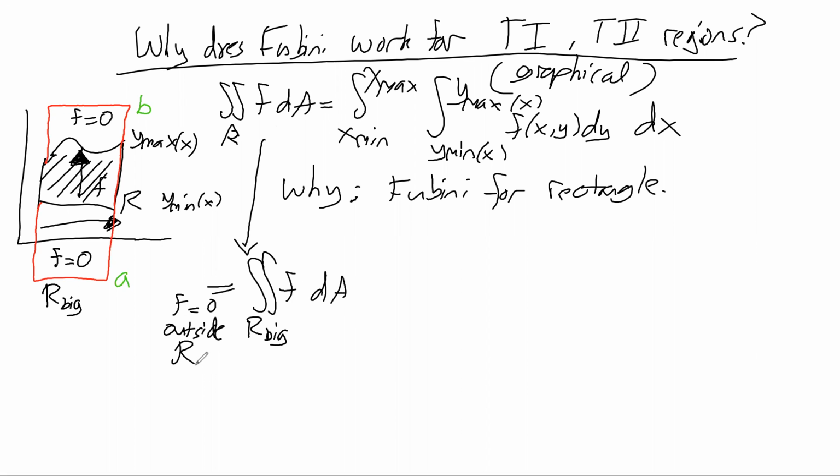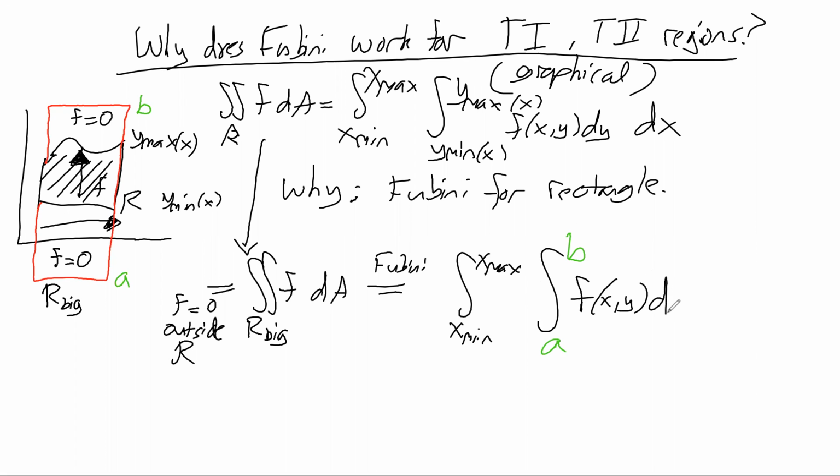Okay? So now we just apply Fubini. So now we have our x min, x max, and now we're going to put a and b here. And we still have f on the inside. And remember, this is a y, this is an x, so I'm going to put a y here and an x out here.